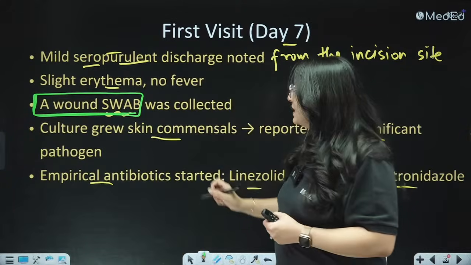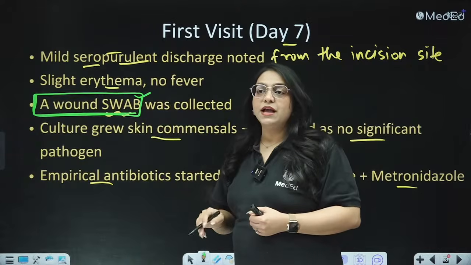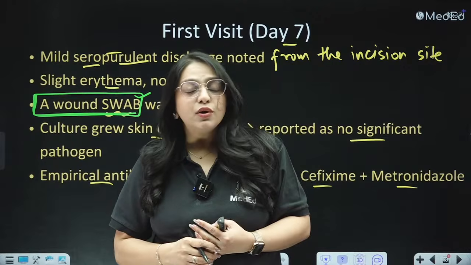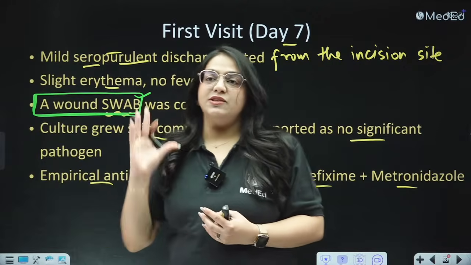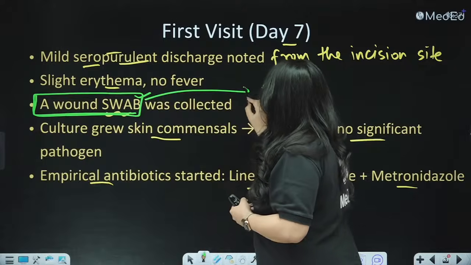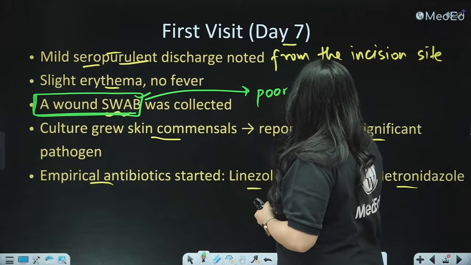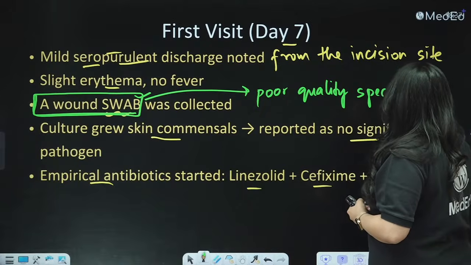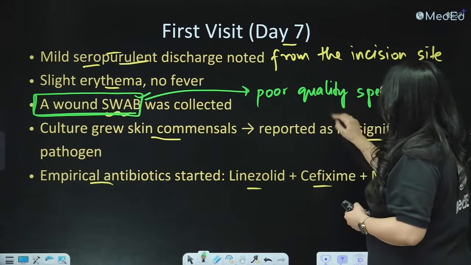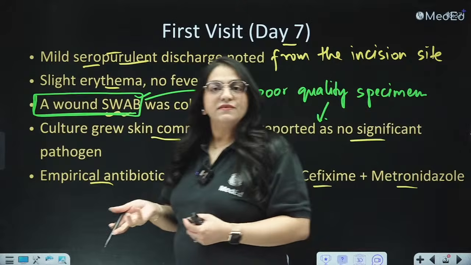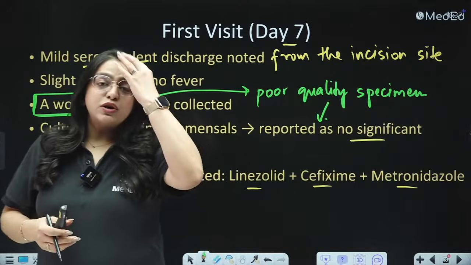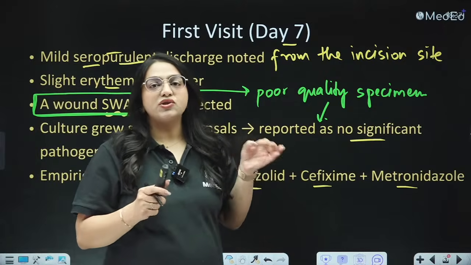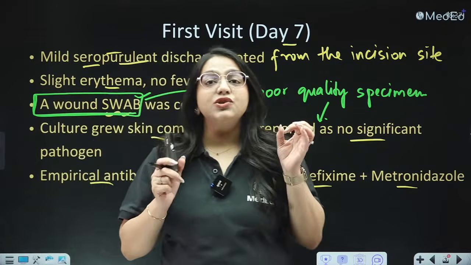Here what was collected? A wound swab was collected. So the collection technique is not proper, because swab is never a good sample for pus cultures. So here this is actually a poor quality specimen. Poor quality specimen has been sent. So what is the type of report received? A poor quality report received. Simple. What should the surgeon have done? We will find out what is the appropriate culture which needs to be sent in such a case.